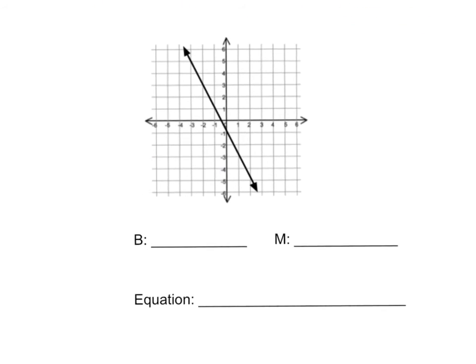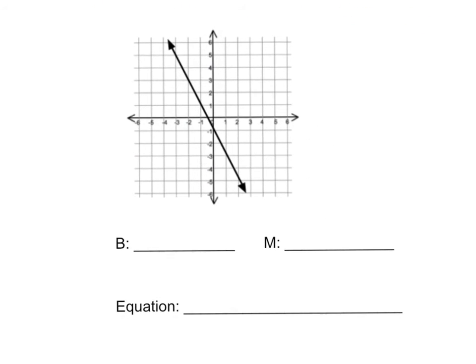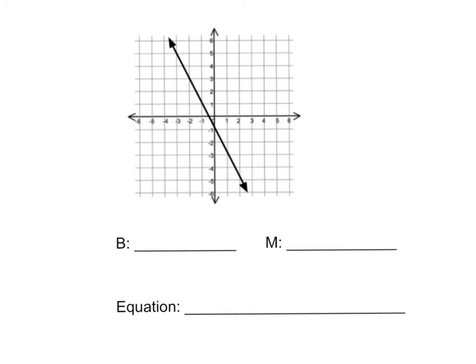Let's move on to number 2. We're going to do the same process. So begin at the b. Begin by looking at the y-axis. We're looking at the y-axis and we're looking for that intersection point. Where does the line and the y-axis intersect? Right there. So the b, or the y-intercept, is -1 this time.